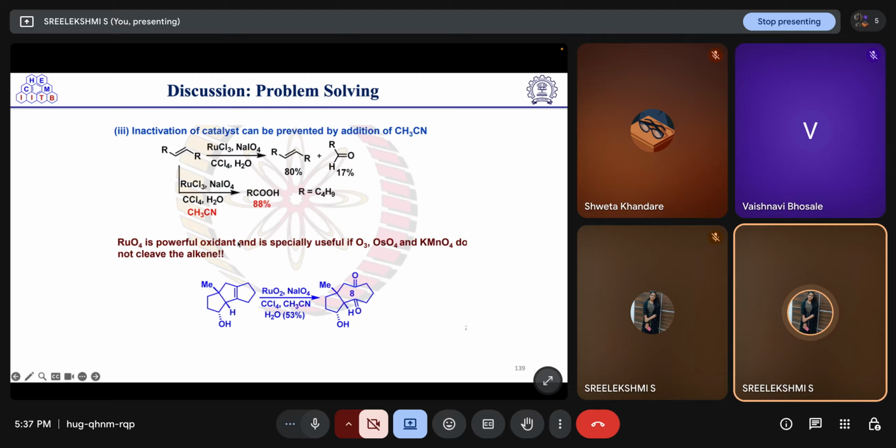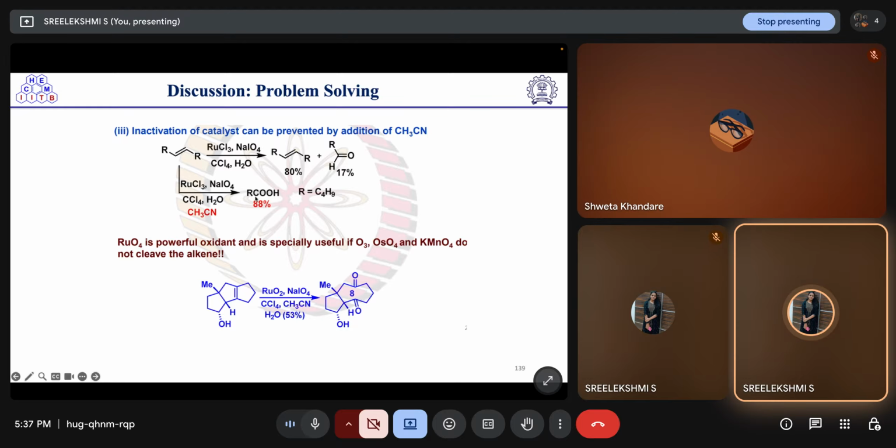Here also the solvent plays an important role. If we use acetonitrile as a solvent, we will get the carboxylic acid. In the general case with ruthenium trichloride and NaIO4, we get the alkene remaining unreacted, that is the same starting material, and the product is only 17 percent. If we add acetonitrile, the oxidation goes further and complete conversion is seen: 88 percent of the completely oxidized product. Whatever ketone is forming gets oxidized again, and we get the carboxylic acid in 88 percent yield. So addition of acetonitrile can accelerate the reaction and activate the catalyst.